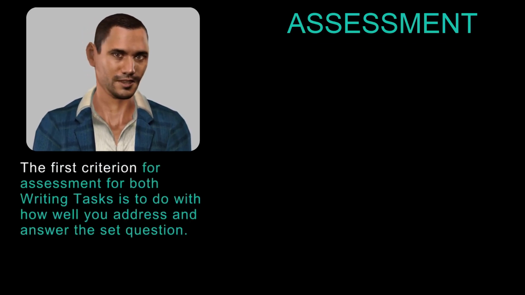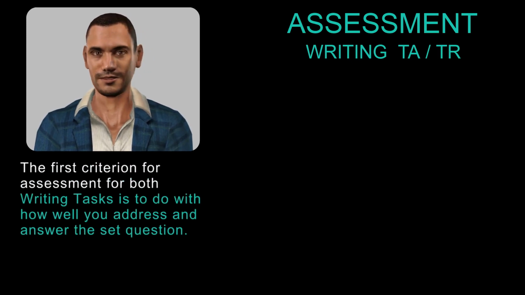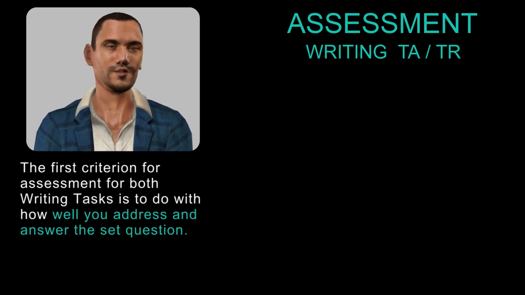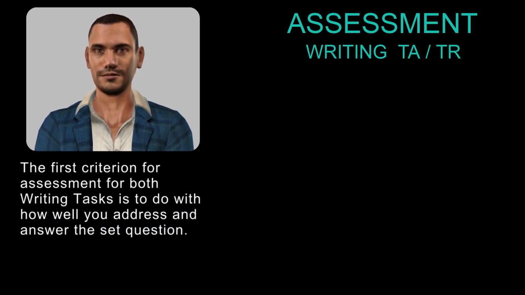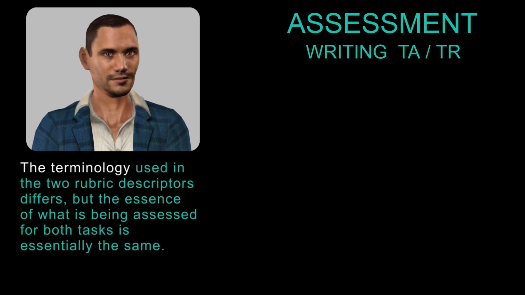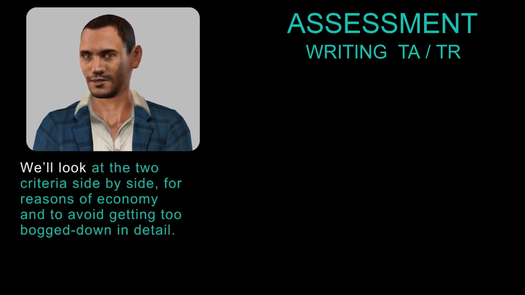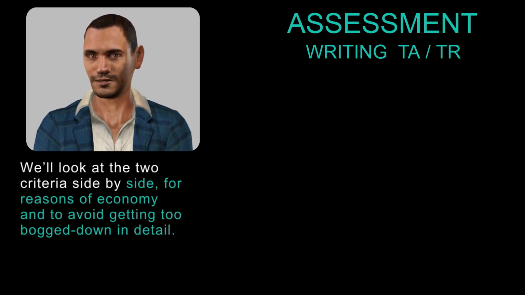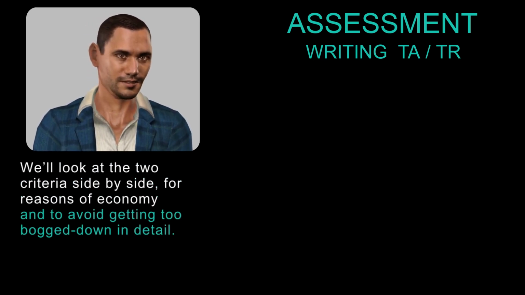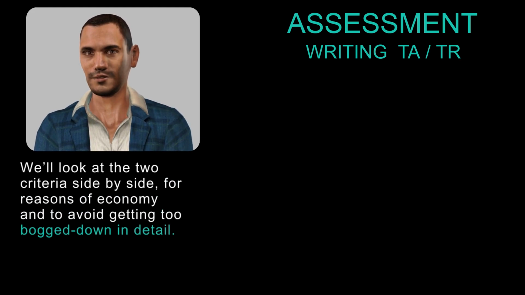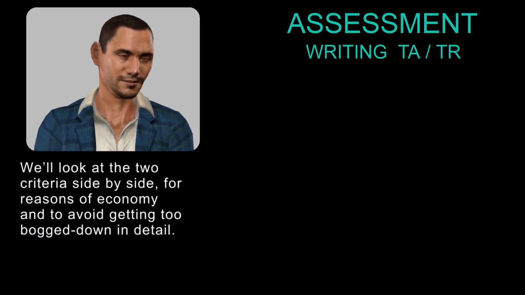The first criterion for assessment, for both writing tasks, is to do with how well you address and answer the set question. The terminology used in the two rubric descriptors differs, but the essence of what is being assessed for both tasks is essentially the same. We'll look at the two criteria side by side for reasons of economy and to avoid getting too bogged down in detail.